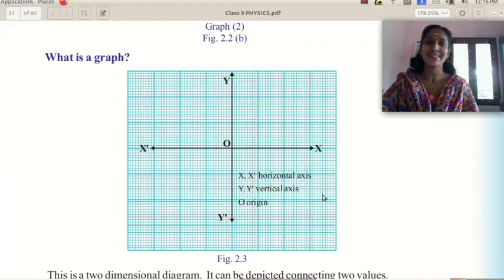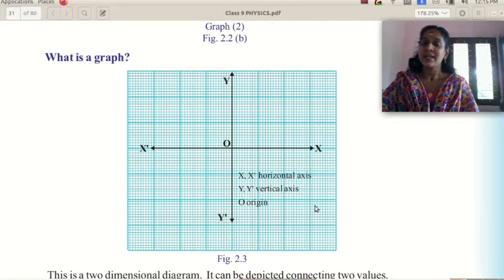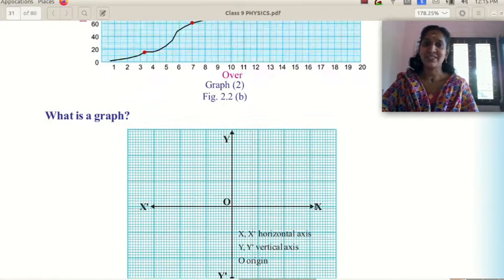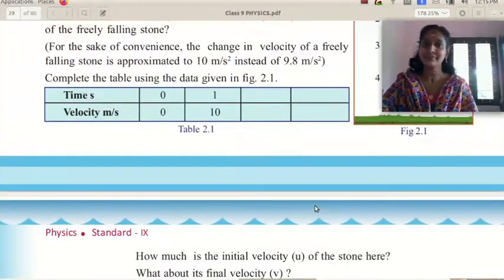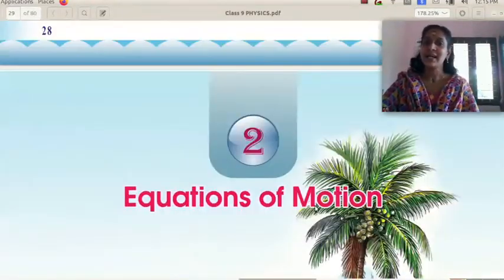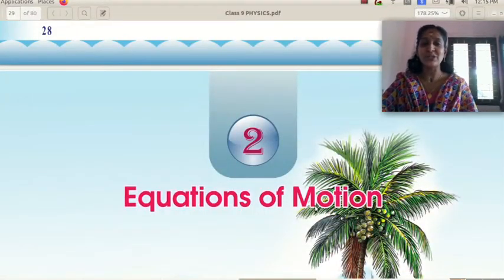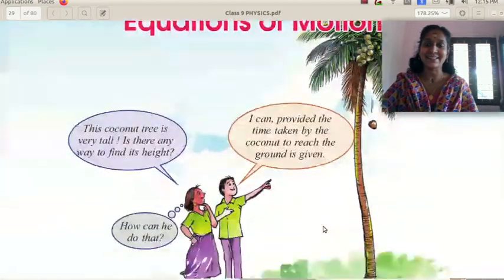Let us start today's class. Today we are going to discuss graph. Today's class is related to motion. This is lesson 2, equations of motion. This is our second class.